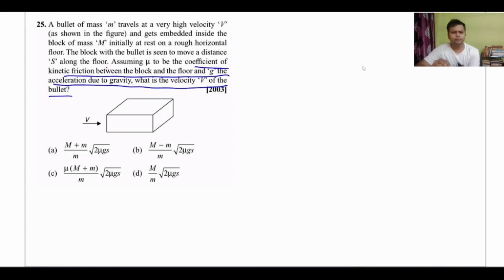Okay, so let me say just after collision, the velocity is v dash. Just after collision, the combined velocity is v dash, right? The combined velocity of the bullet and the block of mass M. Okay, so it moves the distance s.